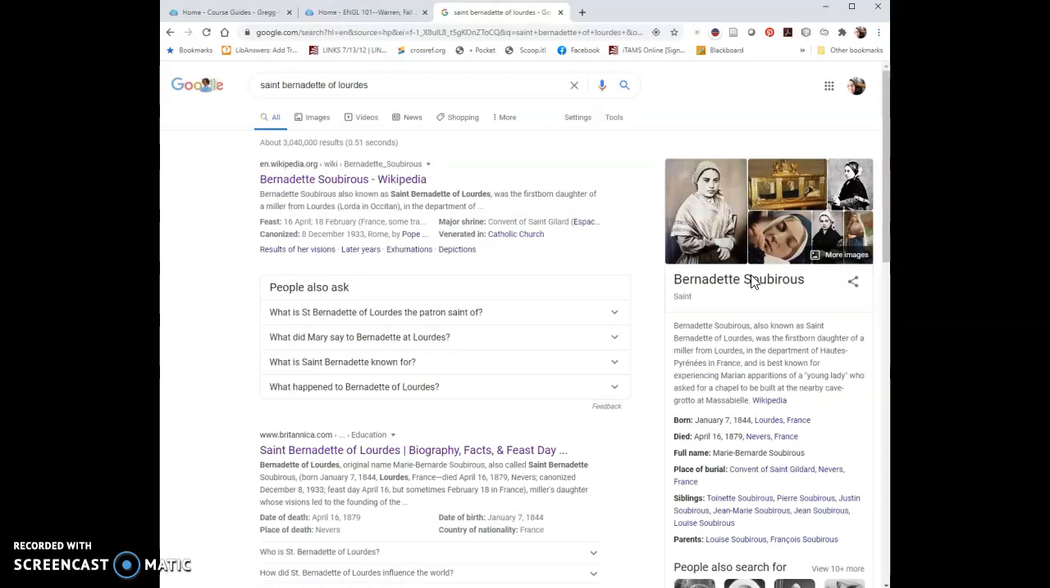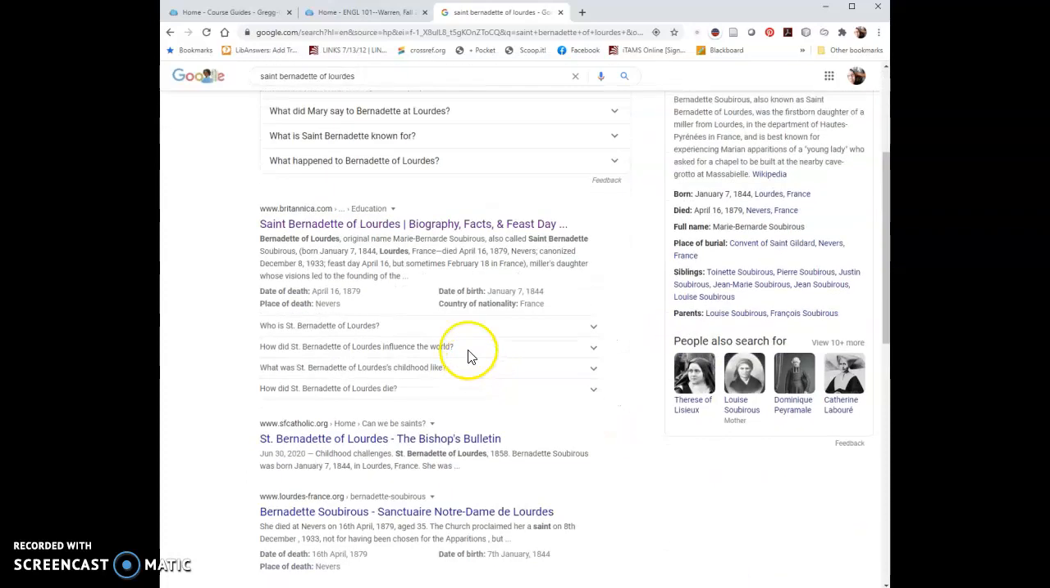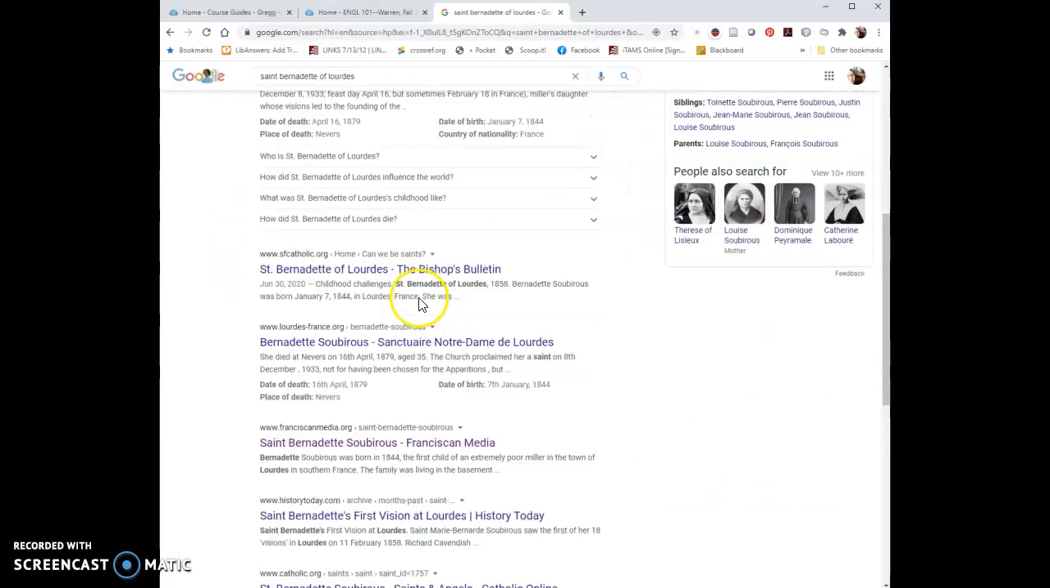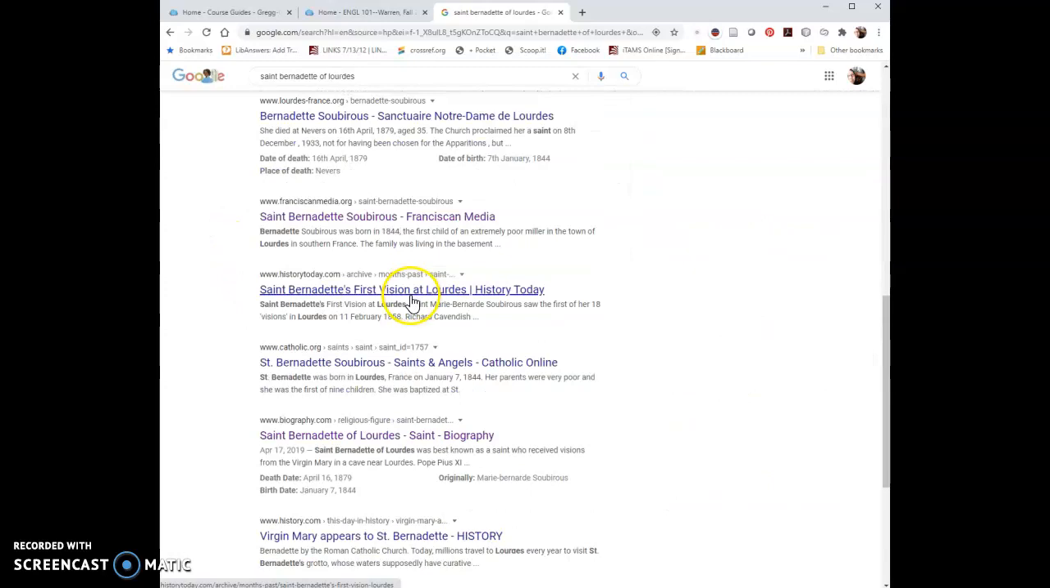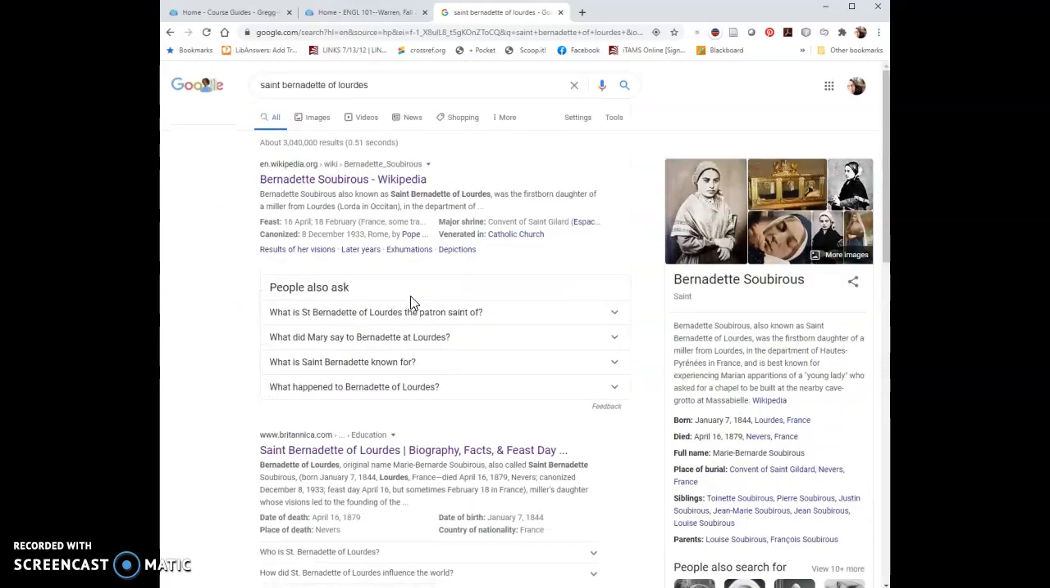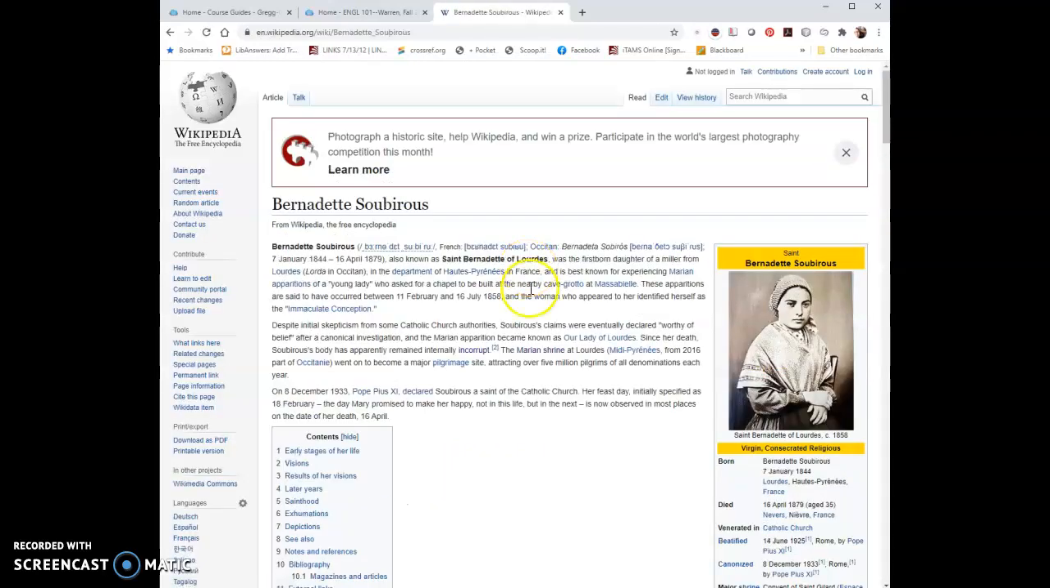So I Google Saint Bernadette of Lourdes, and I get a lot of stuff. I get over 3 million results. I have images. I've got some information over here. I've got a Wikipedia entry. I've got a Britannica entry. I've got several other things. But as I said before, I'm probably going to start with the Wikipedia entry, and I'm going to click that.